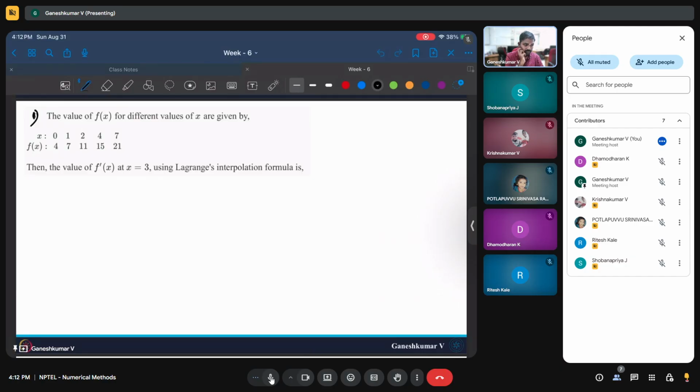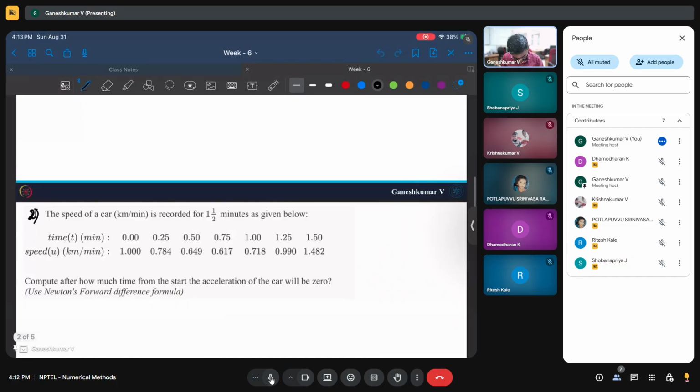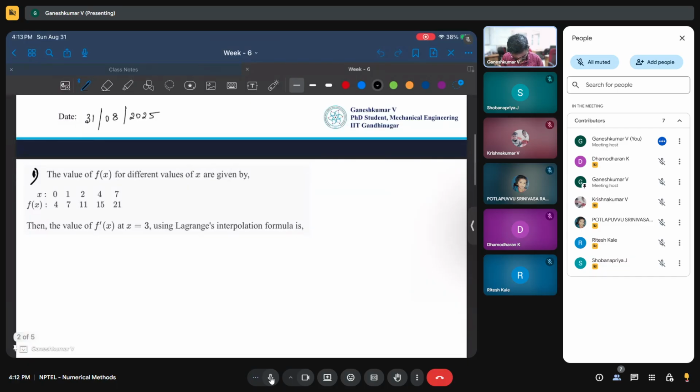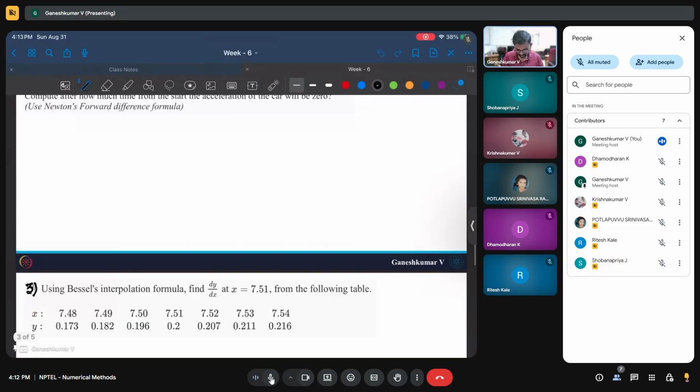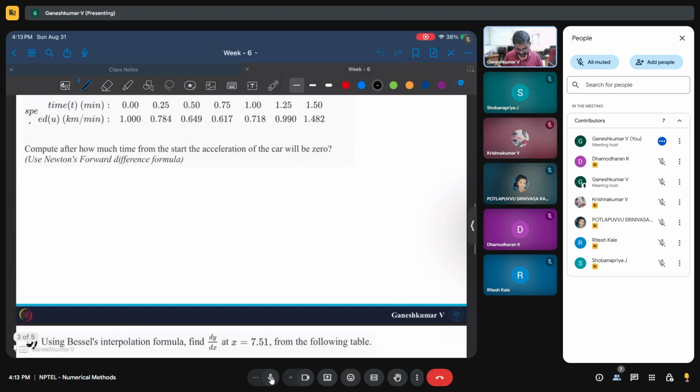There are a lot of new people who joined. If there are no questions, what we will do is solve three problems. As I said, I have three problems today: one on Lagrange interpolation, one on Newton's forward difference, and the other one on Bessel's interpolation.